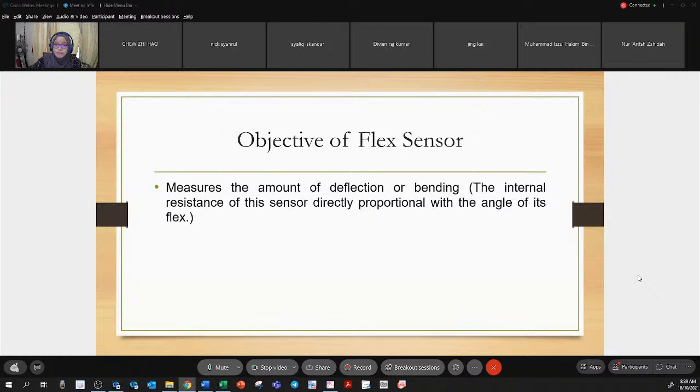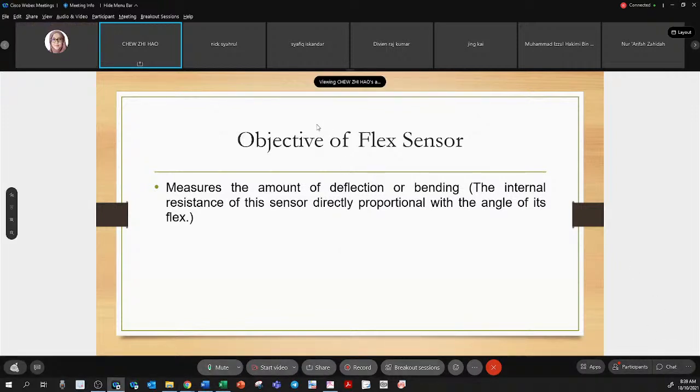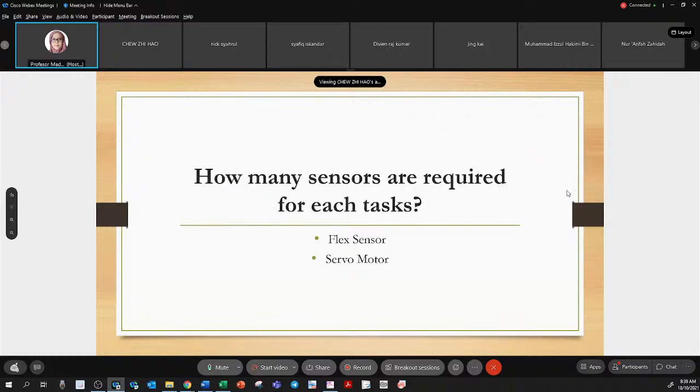Next will be the objective of the flex sensor, or the function of the flex sensor. The flex sensor is used to measure the amount of deflection or bending. The internal resistance of the sensor is directly proportional to the angle of its flex. Next will be how many sensors are required for each touch.